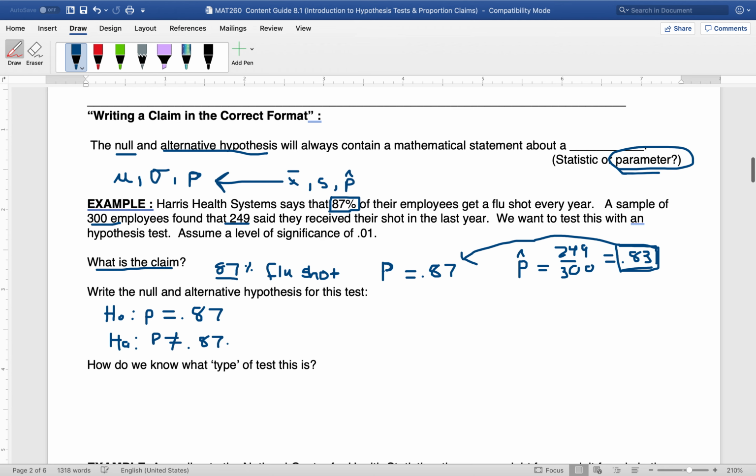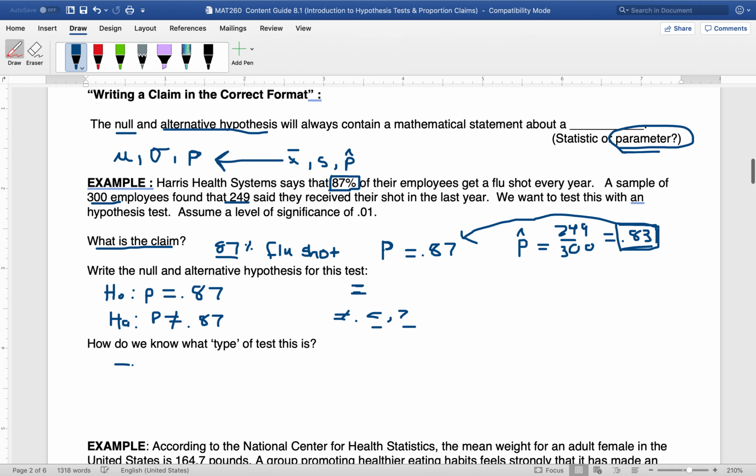So the alternative can include either not equals, less than, or greater than. And the null can only have equals. So the null is always going to say, yes, it equals that percentage, or that mean, or that standard deviation. And the alternative is going to say it's different than that. So this one was different. It's going to be not equal to, and we'll see in the next one greater than and less than. So in this case, because we have a not equals to, this is a two-tailed test.